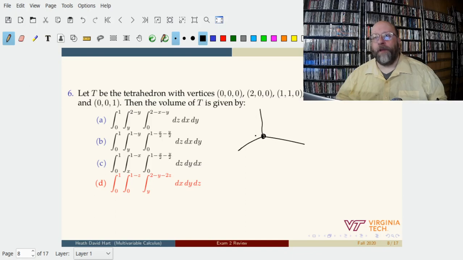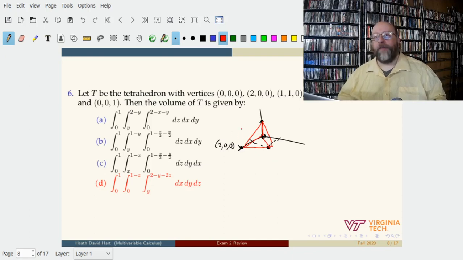Here are my vertices. There's the origin. That's 0, 0, 0. 2, 0, 0 on the x-axis. 1, 1, 0. So that's 1 unit out in the x direction, 1 unit over in the y direction. And 0, 0, 1, which is up here in the z-axis. So those are my four corners. We build a tetrahedron with these four corners, and we want to know what the volume of this tetrahedron is.